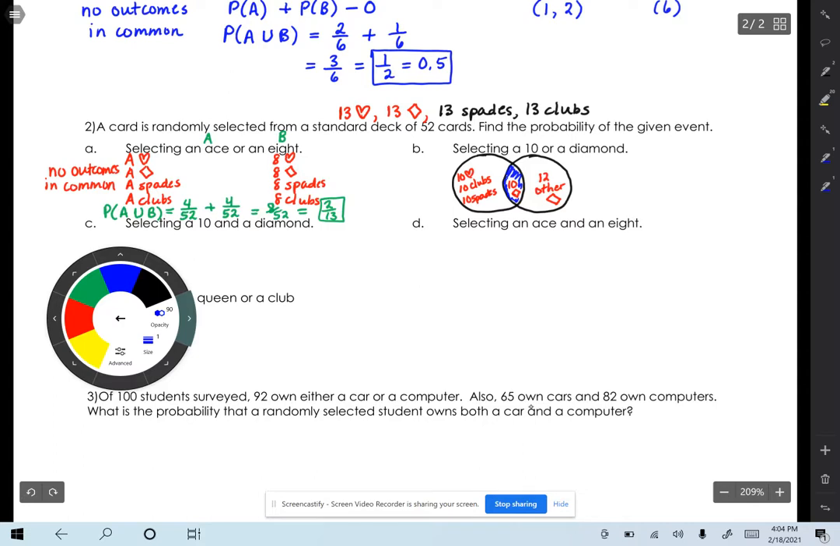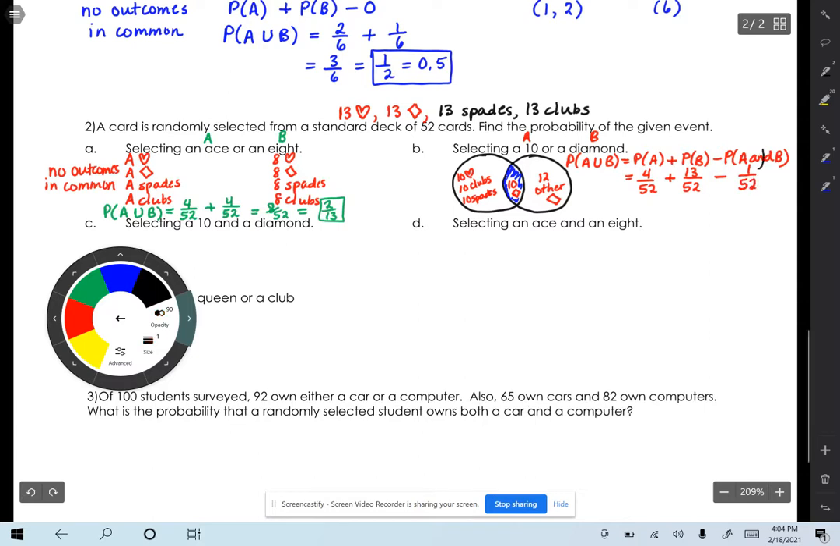So to find the probability of A or B is equal to the probability of A plus the probability of B minus the probability of both A and B. I'll just put the word and. Okay, so the probability of A, selecting a 10, can be A, diamond could be B, is 4 out of 52. Probability of B is 13 out of 52. There are 13 diamonds in a deck, minus the one card that they have in common.